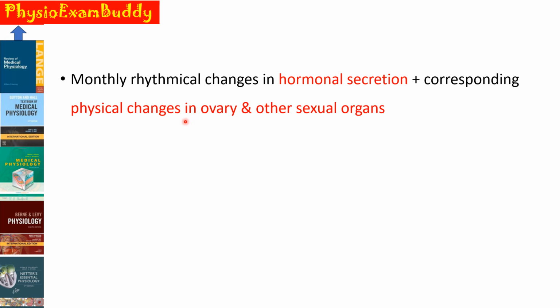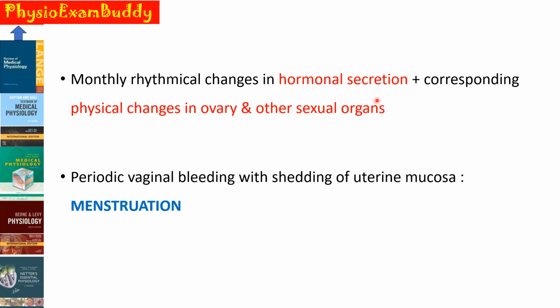What is the definition of the menstrual cycle? It is the monthly rhythmical changes in the hormonal secretion along with the corresponding physical changes that occur in the ovary and other sexual organs. So not only the physical changes occurring in the reproductive organs, but also the changes in the hormonal secretion happen during the menstrual cycle. And the periodic vaginal bleeding with the shedding of the uterine mucosa is known as menstruation.